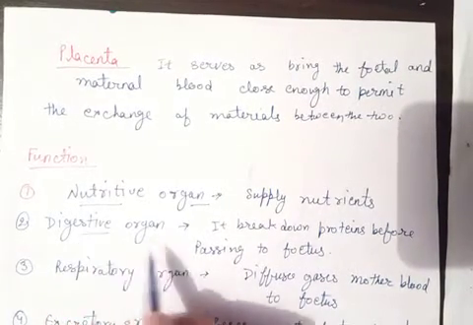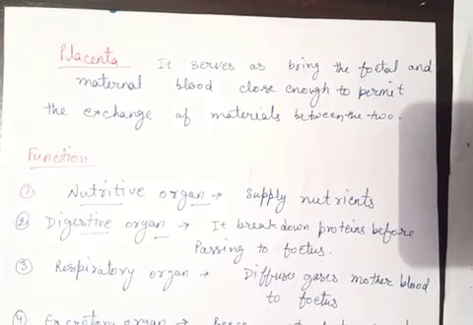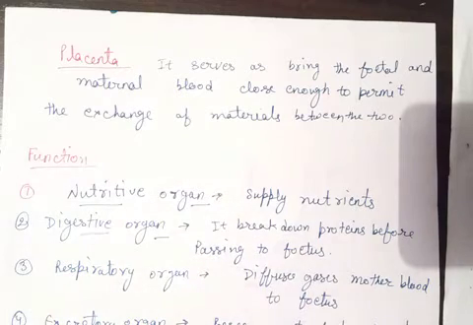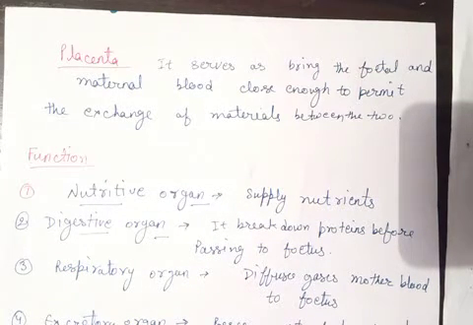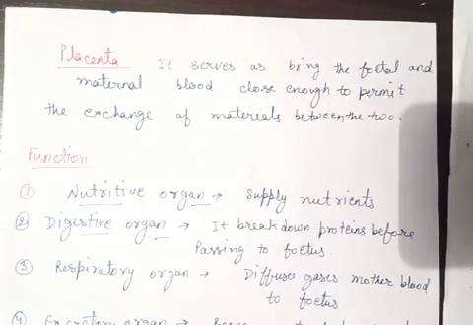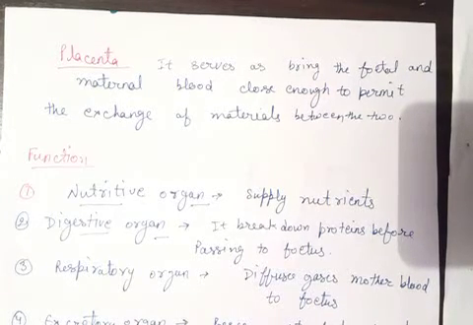The next function is as a digestive organ. When the nutrients pass from the maternal blood to the fetus, the placenta digests the proteinous structures, breaking them down into simpler forms as required by the fetus. It breaks down the protein before passing it to the fetus.